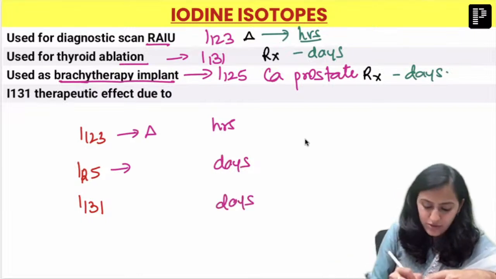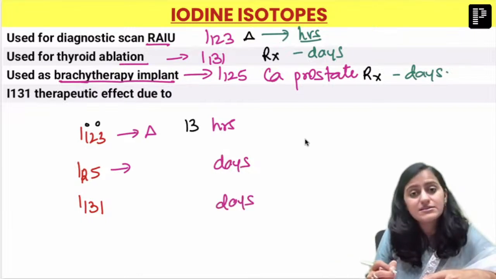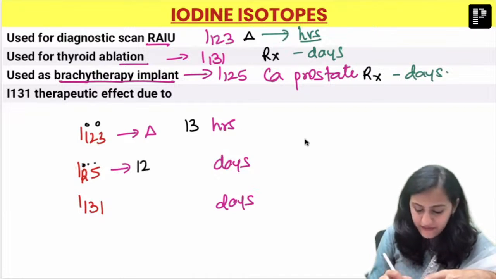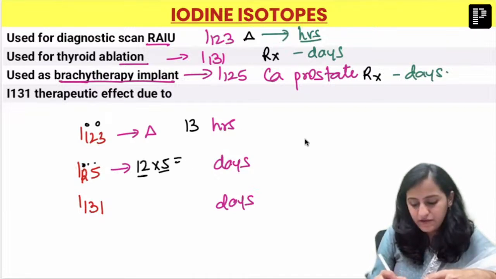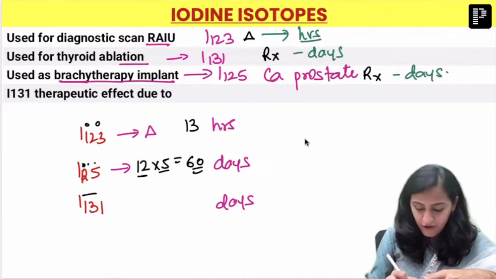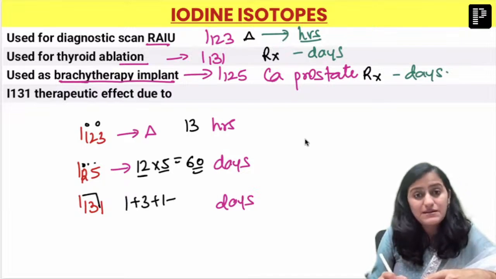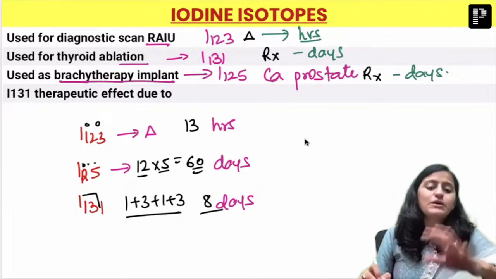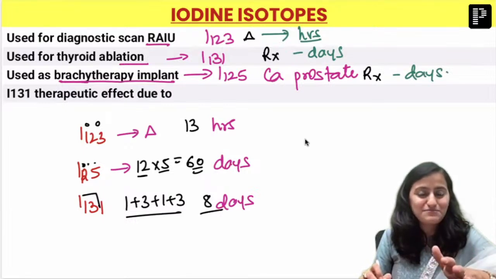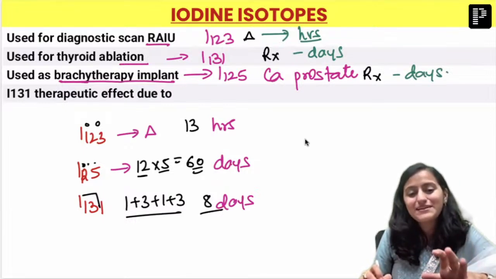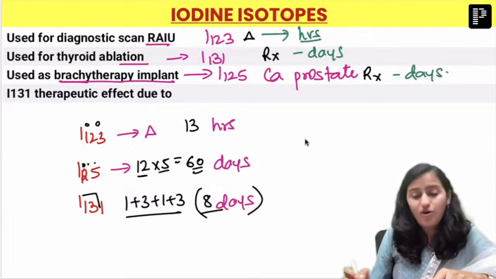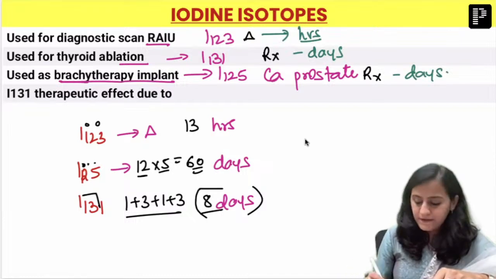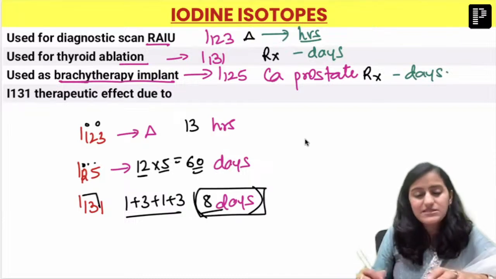For 123, it is the first and last number, 13 hours. For 125, it is 12 into 5, that is 60 days. For 131, 1 plus 3 plus 1 plus 3. That makes it how many days? That makes it 8 days. 1 plus 3 plus 1 plus 3. I hope you've done the maths. It is 8. Right? So it is 8 days, which is for iodine 131. Okay, this is 8 days. So this is how you remember.